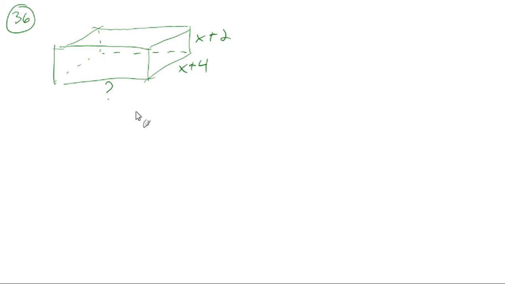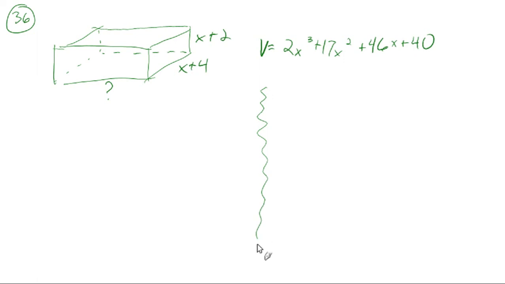Okay. Well, what they're telling us is the volume can be found by this expression, 2x to the third plus 17x squared plus 46x plus 40. Okay. 2 ways to solve this come to mind, so we'll just do both of those ways.